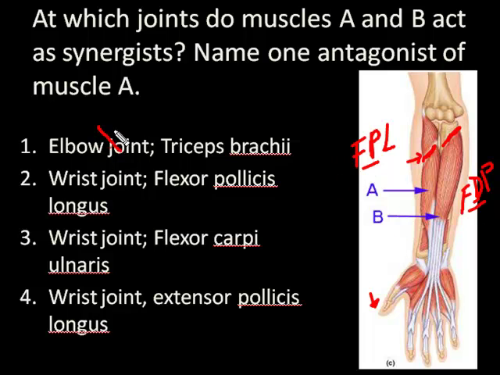So therefore the first choice is wrong, because you can see they are not crossing the elbow, so this is wrong. So then let's look at these choices. So yes, it does cross the wrist joint. So all three give it as wrist joint. So this part of the question is right.